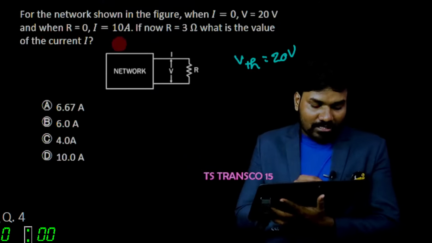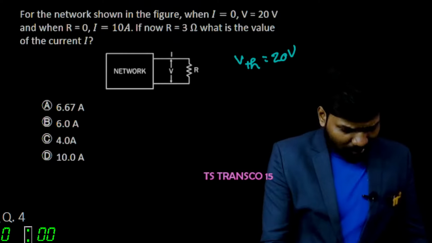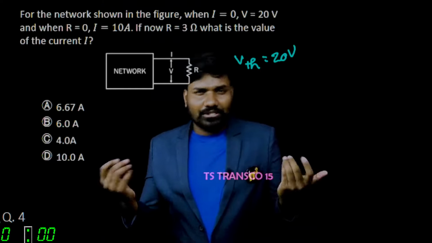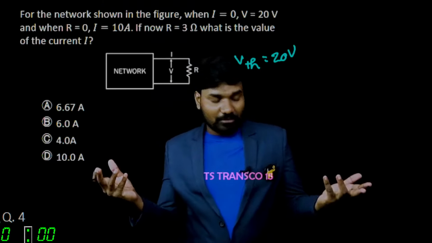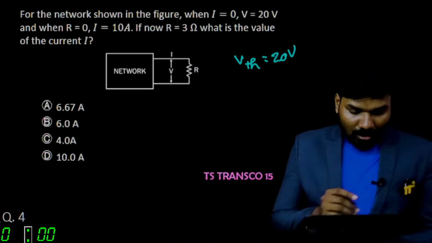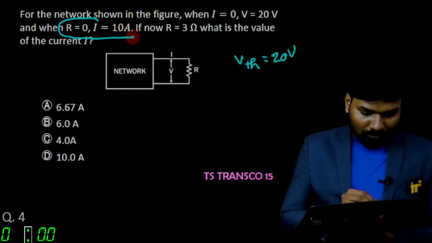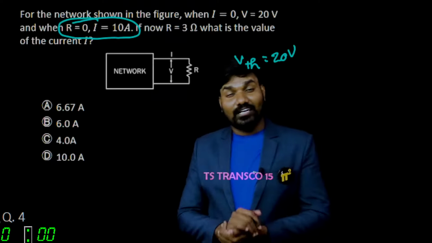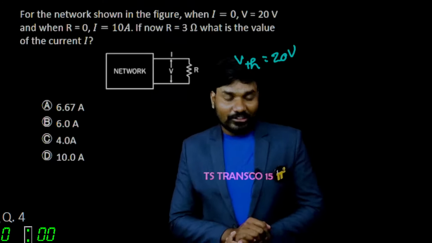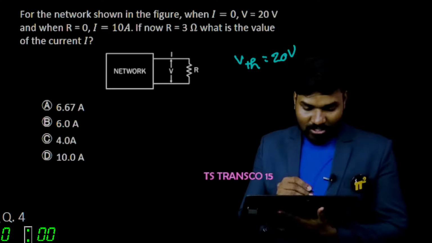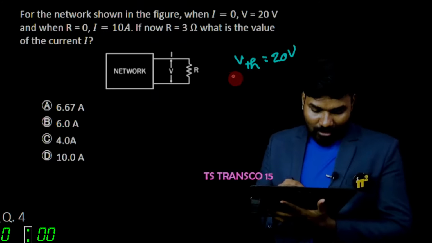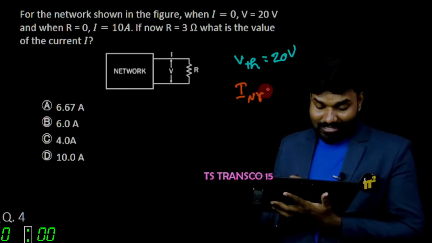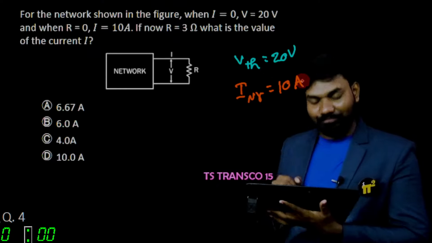Now when R is equal to 0, is that an open circuit or a short circuit? Which circuit is that? Tell me. R is equal to 0 means what? What's the state of that? Open circuit or short circuit? Yes, it is a short circuit. Means short circuit current is given, means Norton's current is given as 10 ampere.